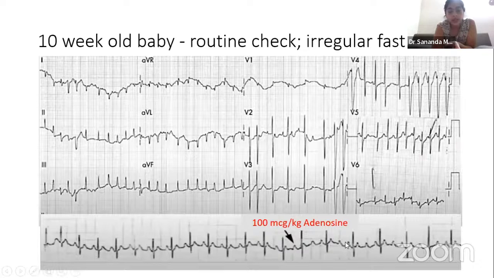Here we can see that for one QRS, we have got more than one P. So this is P, then again QRS, P, P. So P and QRS are completely different, and they have separate rhythms and activity. So this is actually an atrial ectopic tachycardia. Adenosine here is used as a diagnostic tool and not to treat the tachycardia.